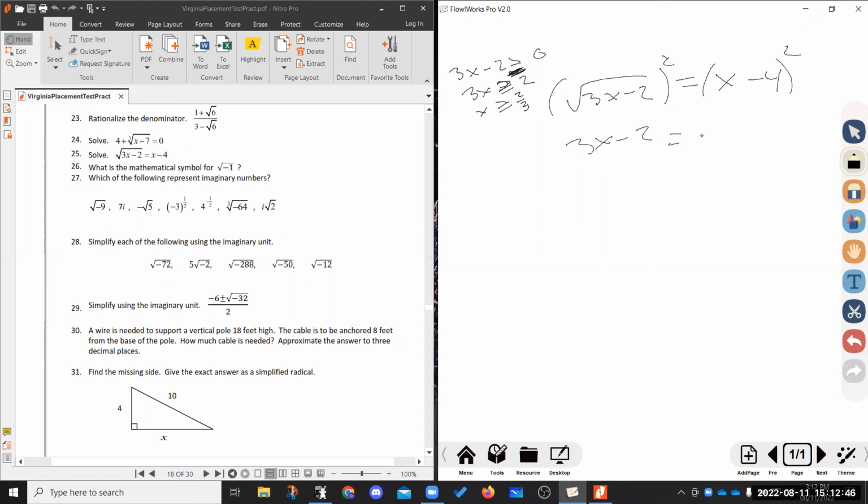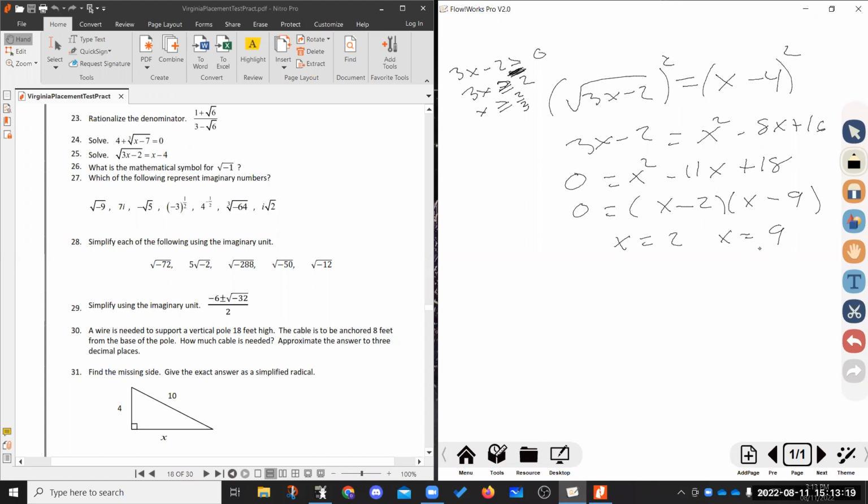3x minus 2 is equal to x squared minus 8x plus 16. I don't know if you notice it, but by me getting rid of the square root sign, I changed the domain. That's why I need to know this original domain up here before I get started with this problem. All right, let's take all the terms over to the right-hand side. When I do that, it'll look like this. Both negative, 2 and 9. x equals 2, x equals 9.